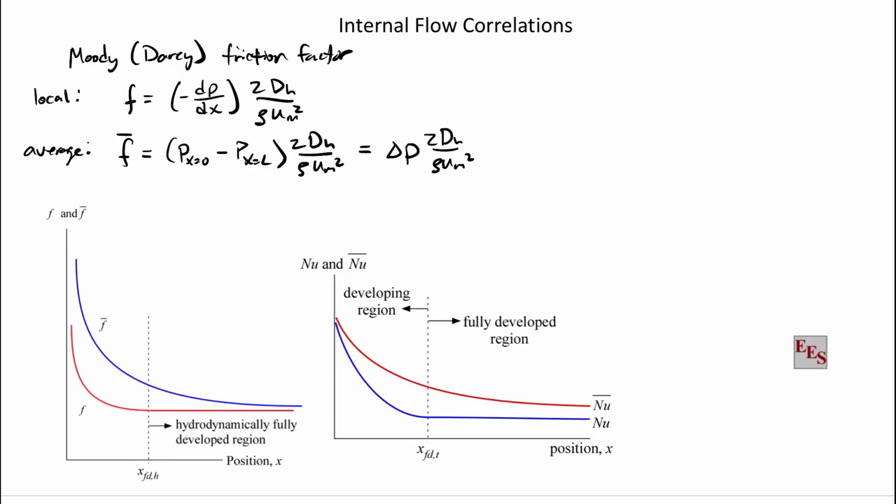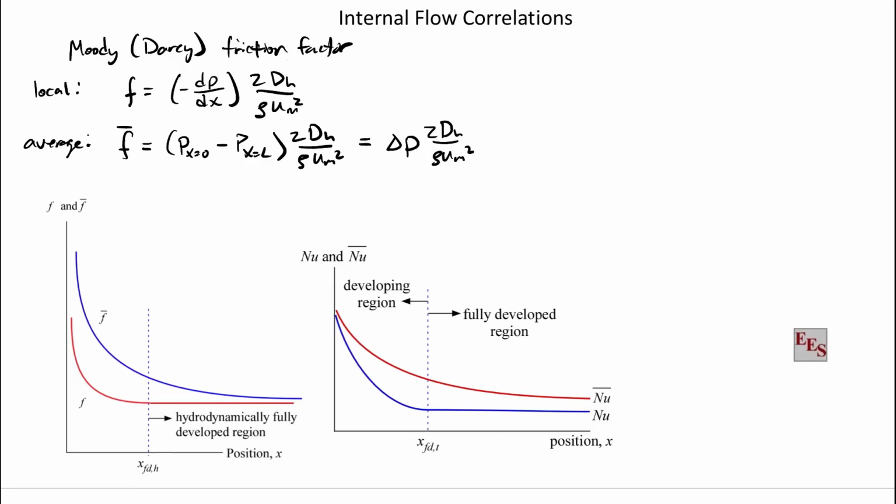Okay, so if we plot out actual correlations for the friction factor, it's going to look something like this. All right, our local friction factor here at the leading edge, where shear stress is infinite, it's going to be infinite. So right after the leading edge, you see it start up high and drop down until you get to the fully developed point, and then it becomes constant, just like we said before.